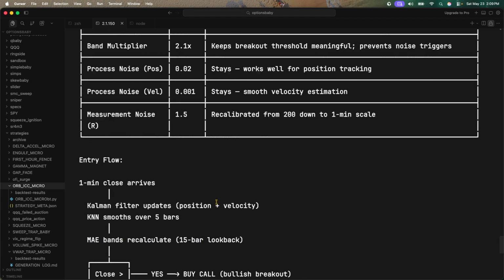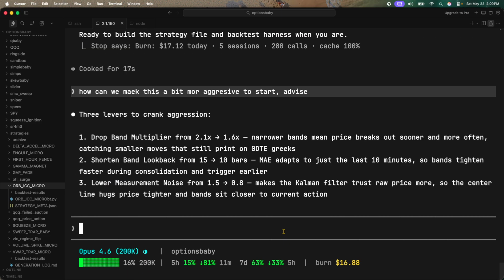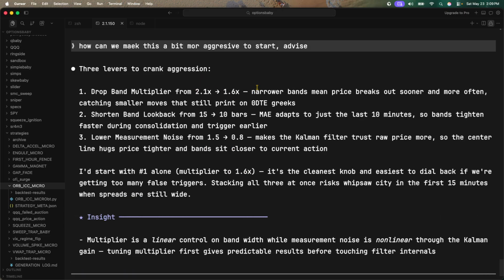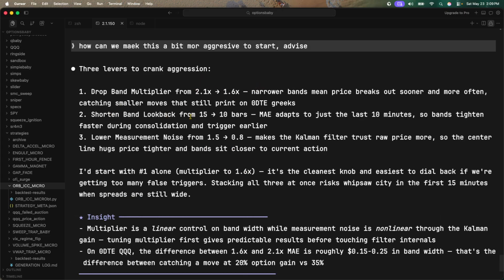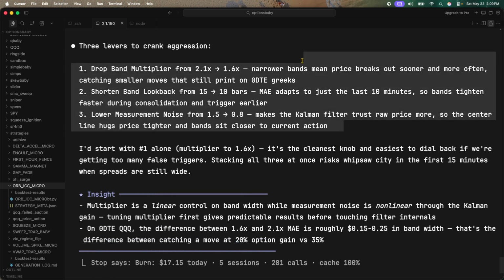Yeah, because I feel like this 2.1 keeps the breakout threshold meaningful to prevent the noise. That's fine. I think that could be a little bit more aggressive. And this right here, recalibrated from 200 down to 1-minute scale. Drop the band multiplier from 2.1 to 1.6, then shorten the lookback from 15 to 10, and then lower the measurement noise from 1.5 to 0.8. Okay. Let's do all three.